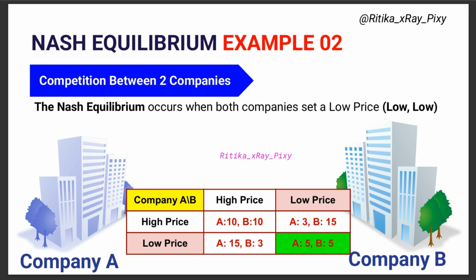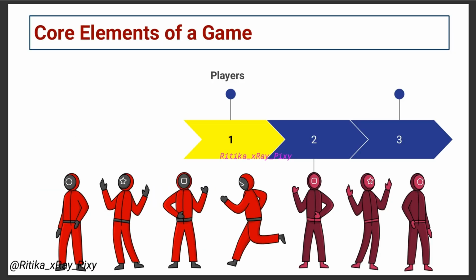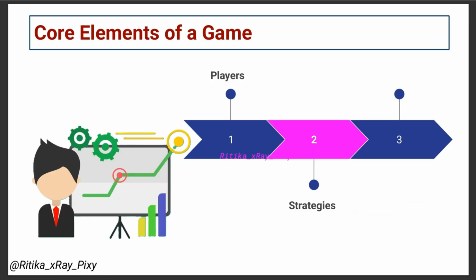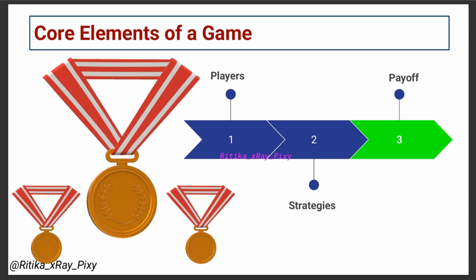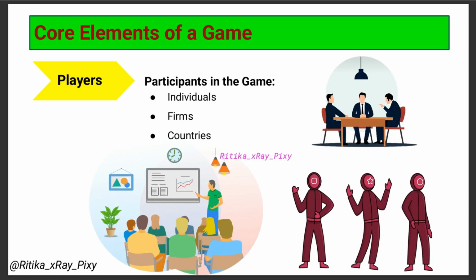Here you can see the important elements of a game. First we have players, second we have strategies, third we have payoff. So the first core element is players, who are the participants in the game. Players are the decision makers in the game. For example, individuals, countries, and so on.